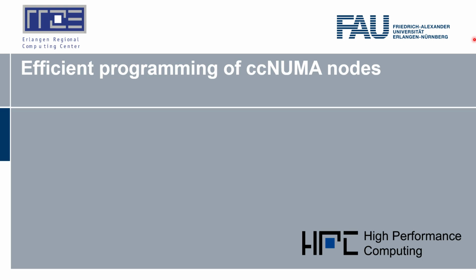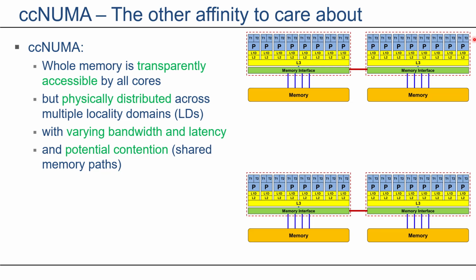Now, I told you in the beginning, in the chapter about computer architecture, that ccNUMA is one of the most important architectural features of modern shared memory nodes. In a ccNUMA system, the whole main memory is transparently accessible by all cores of the system, as it should be since it's a shared memory node. However, this shared memory is physically distributed across multiple so-called locality domains.